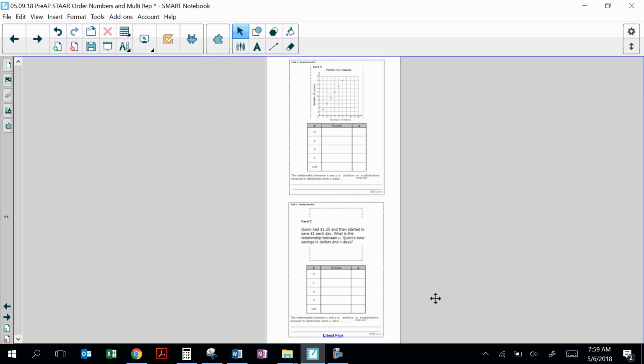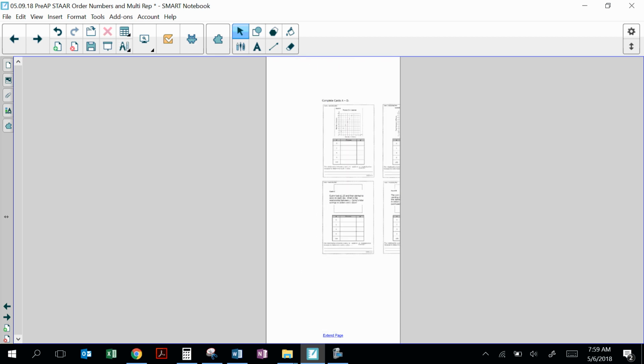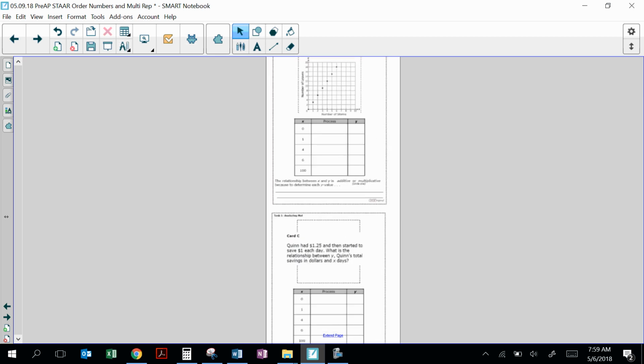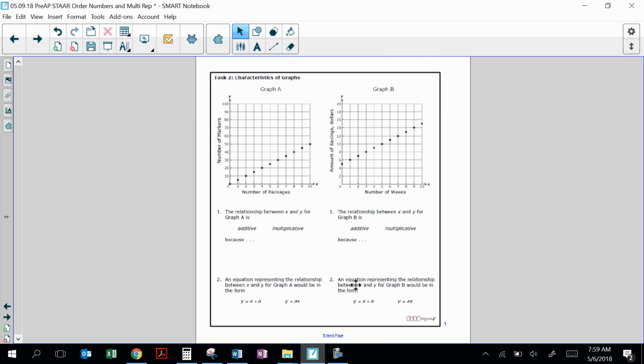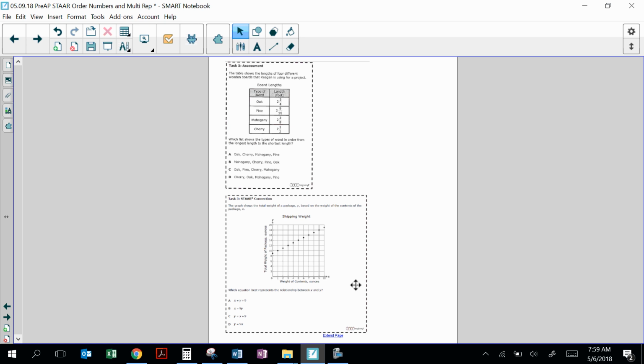Can you write out the coordinate plane and fill out the table? And can you decide if it's additive or multiplicative and what equation? Same as this. And then you have 2 practice questions. The teacher in the classroom does have the answer key, so he or she can check. You can check your work with them.